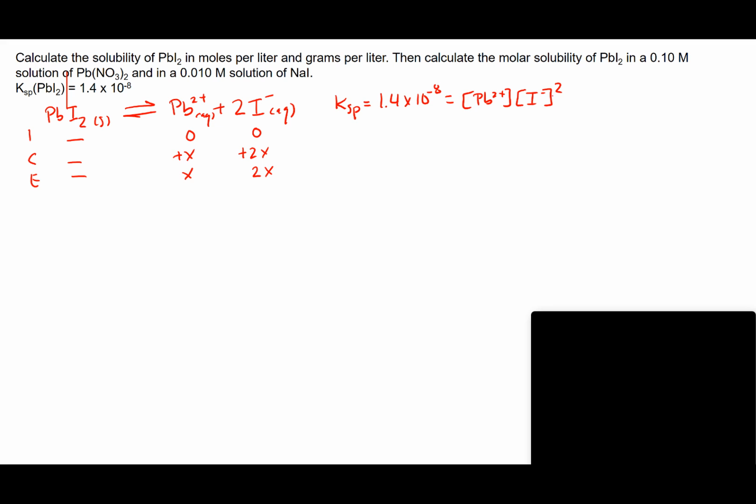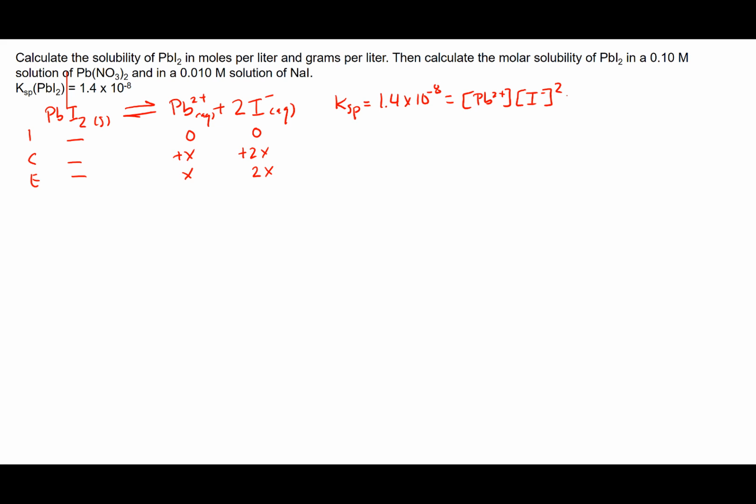Now we can take that and throw it into our Ksp expression. So X is the concentration of lead 2 plus, and 2X is the concentration of iodide, which is then squared. That's a very important thing not to forget: the concentration of iodide has to be 2X, but also that you're going to be squaring it.